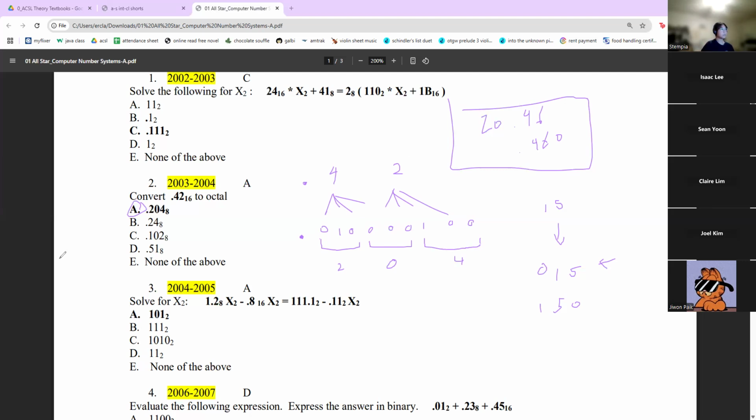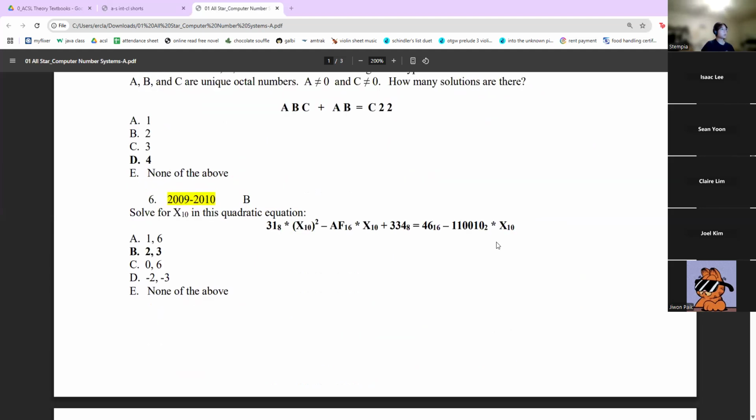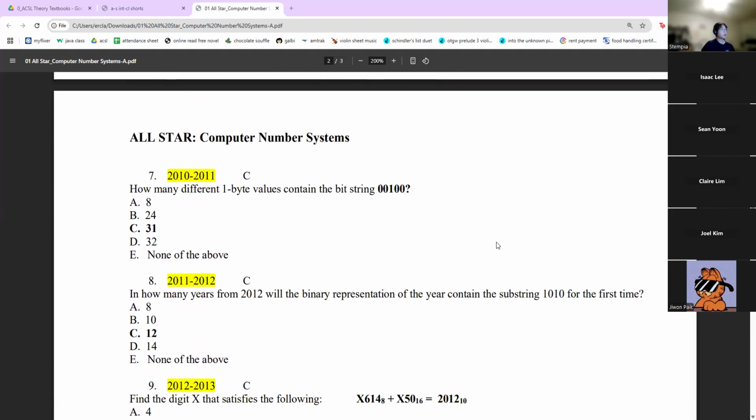Okay. So any other questions? All right. Let's skip down to number 7. This one asks how many different 1 byte values contain the bit string 00100.